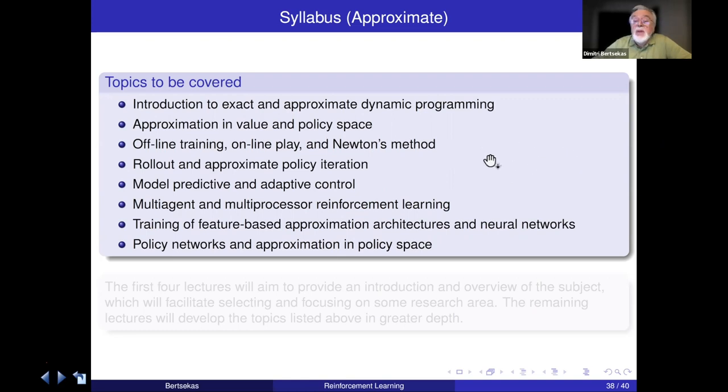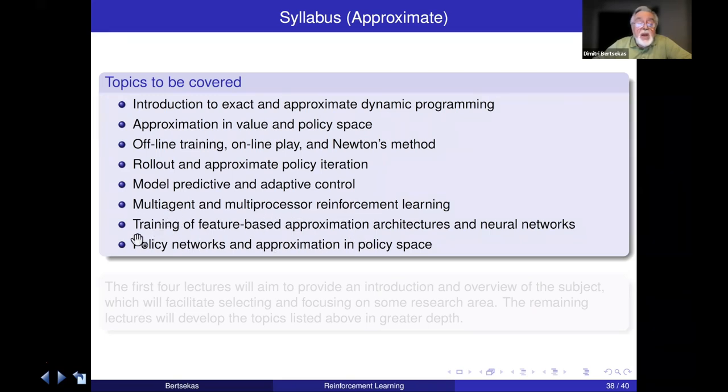The third chapter deals with neural networks, how you use them to represent value functions and policies. So these are the range of topics that we're going to be covering: exact and approximate dynamic programming, approximation in value and policy space, offline training and online play and Newton's method, rollout and approximate policy iteration, model predictive adaptive control, multi-agent problems.